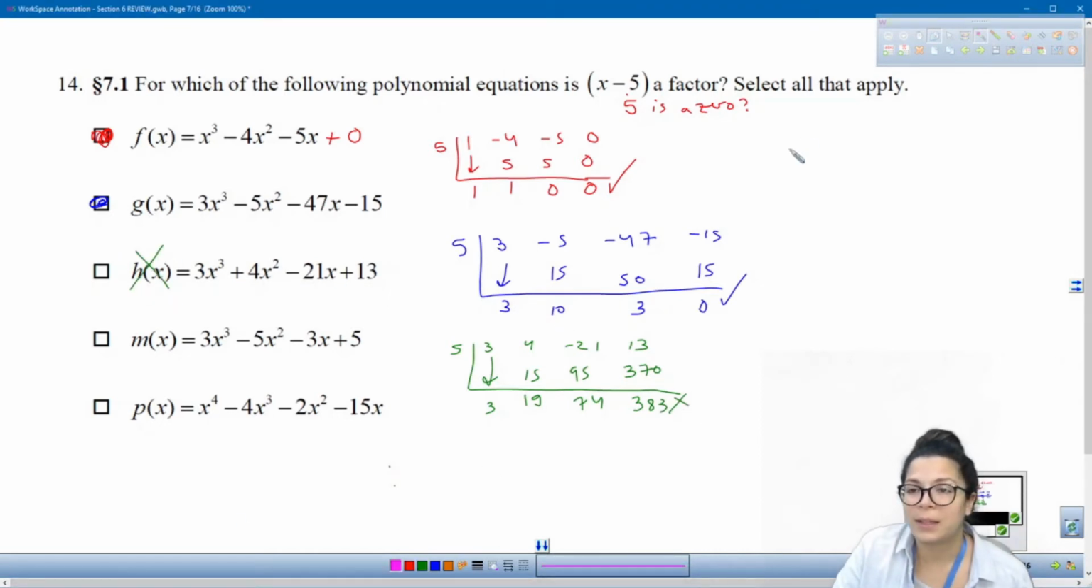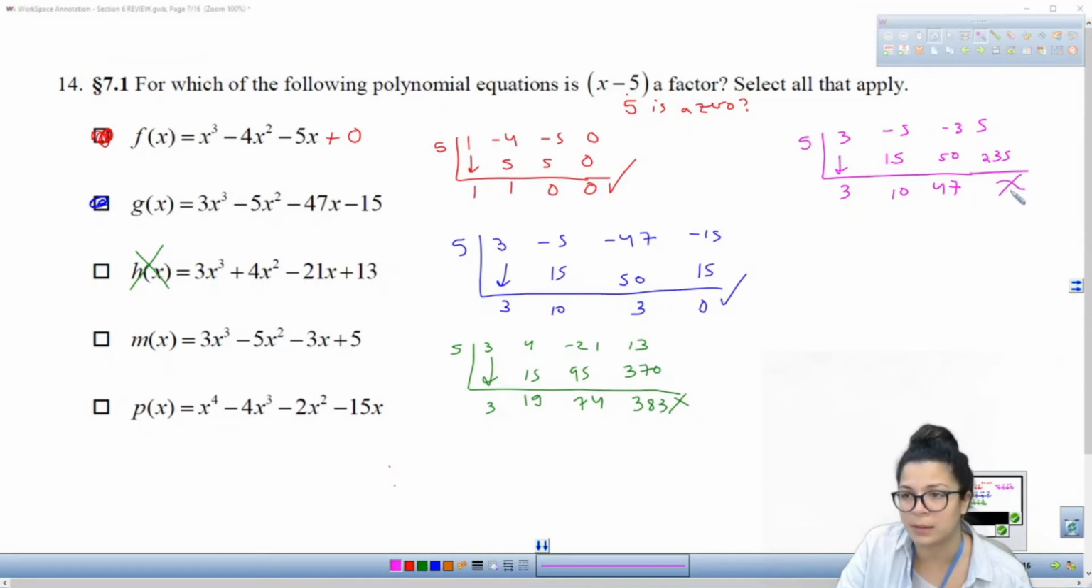Okay, checking m of x. Coefficients, 3, negative 5, negative 3, and 5. So 3 times 5 is still 15. Add vertically, we still get 10. Multiply, we get 50. Add vertically, now we have 47. 5 times 47 is 235. And then when we add that with 5, we get not 0.